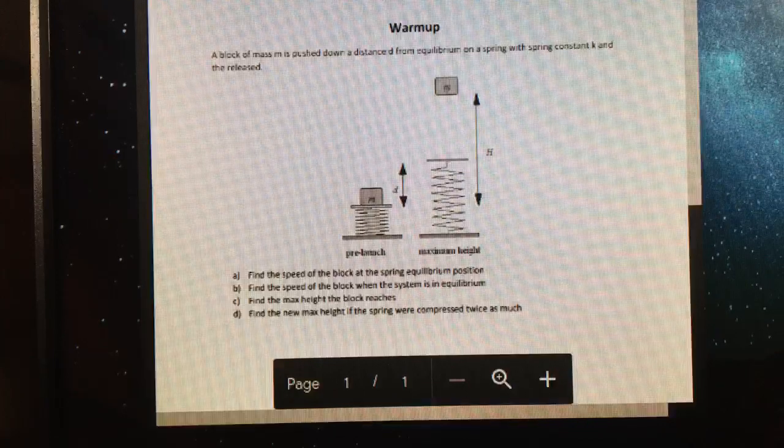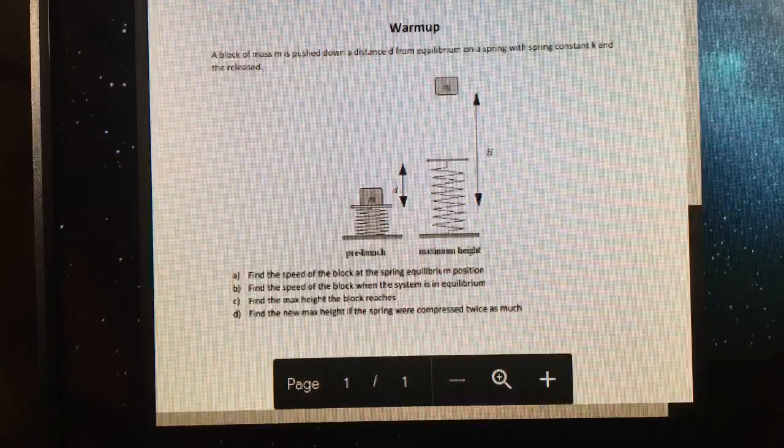All right, so I think I finally have a setup that works for me. Let's just go through and try to do this. So is equilibrium vertically different from horizontally? The equilibrium will still be the same. So when we're talking about the speed of the block at the spring equilibrium position, what do we mean by the spring equilibrium position?